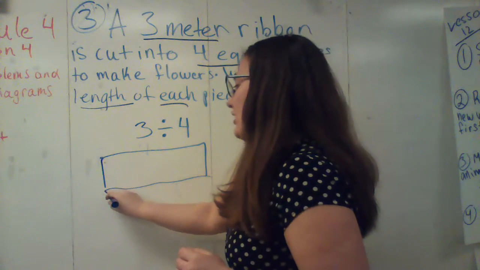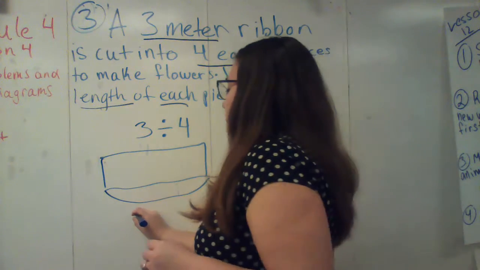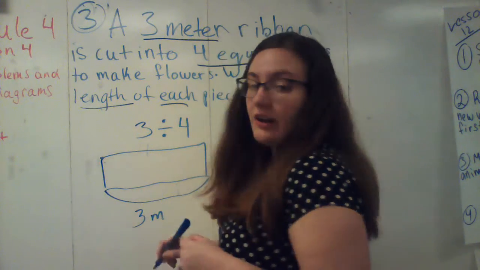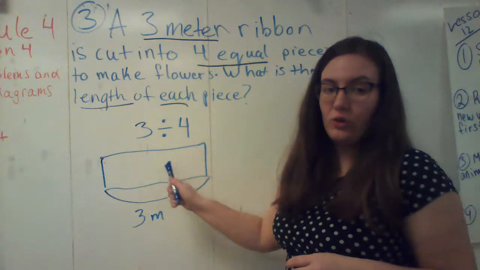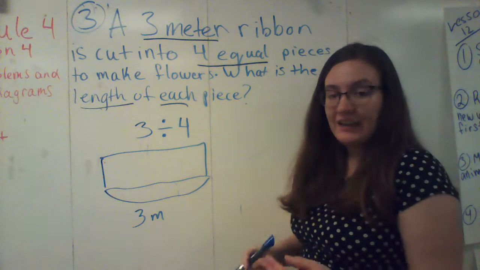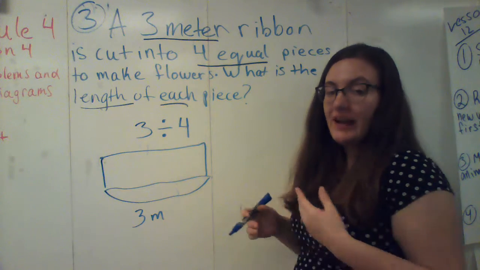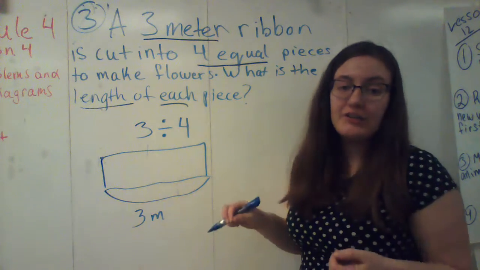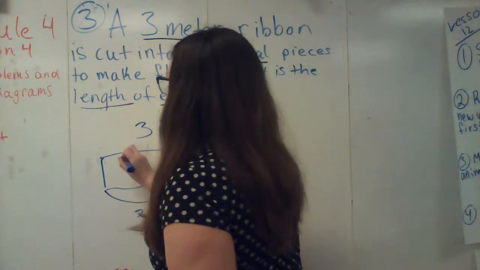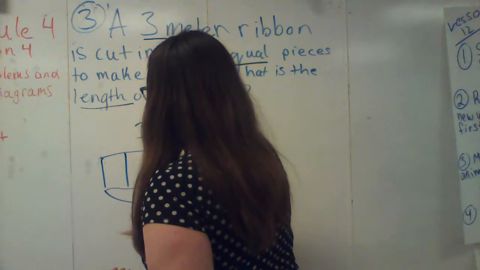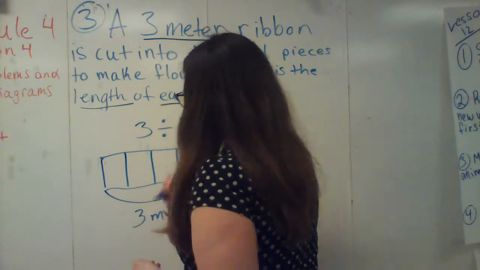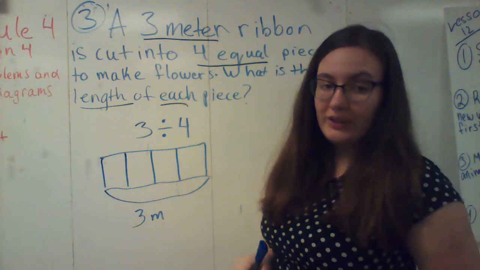How much do I have? So I have currently 3 meters of ribbon. This whole thing represents that. And I need to break these into 4 pieces that are equal so that I can tie them around the rest of the flowers. And to do that, I am going to cut this model into fourths.